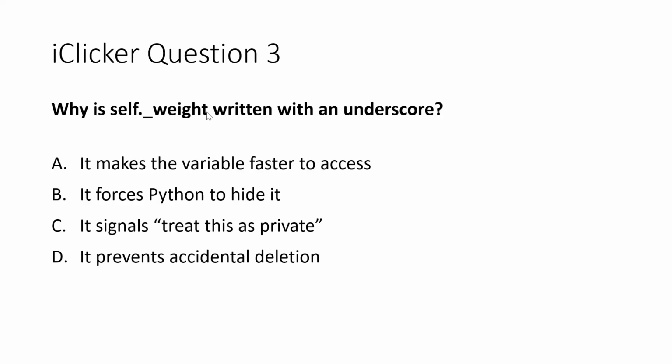As I mentioned before, this underscore is just because we don't have a direct way of explicitly marking a variable as private in Python. It is a way to signal other developers that this is private, and you don't have to access it directly. Use getter and setter instead, right? And so the correct answer is C.